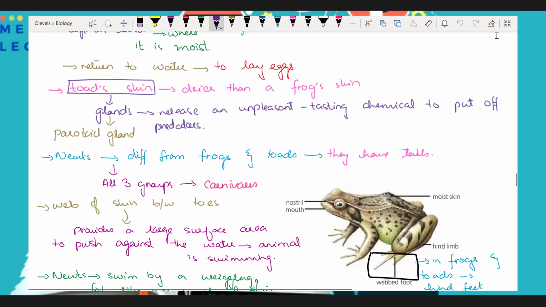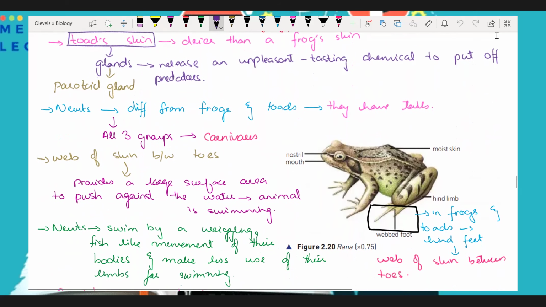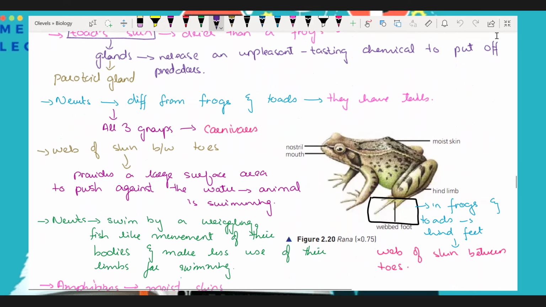After that, if we discuss newts, they are different from frogs and toads because they have tails, right? And all three groups are called carnivores because they eat other animals, right? Now there is a web of skin between the toes that provides a large surface area to push against the water while the animal is swimming.